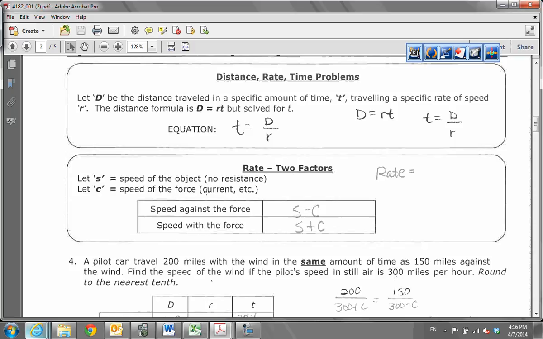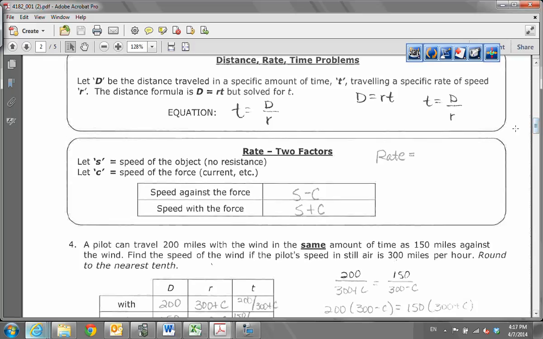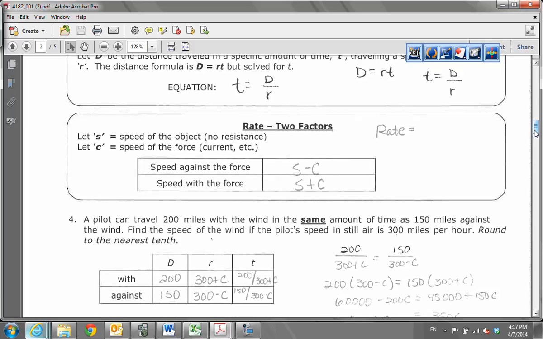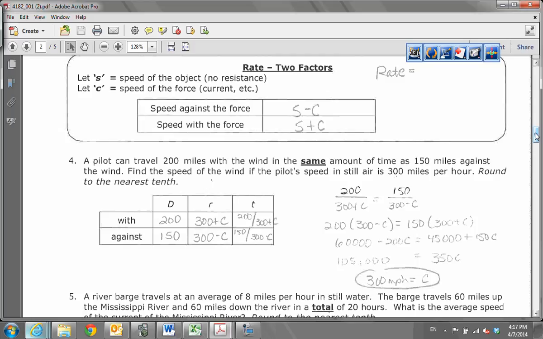The other type is the distance, rate, and time stuff. d equals rt is a very basic equation, and we can manipulate it and solve for different things. The t equaling d over r thing is kind of important. And the last thing is the s minus c, s plus c. The speed can be affected by wind or current, stream, whatever. Anytime you're going against the force, that's going to slow you down, so the speed becomes smaller. If you get to go with the wind, or you go downhill, all that stuff, your speed increases. So that's why we do s minus c and s plus c.